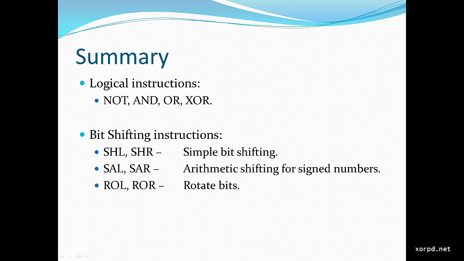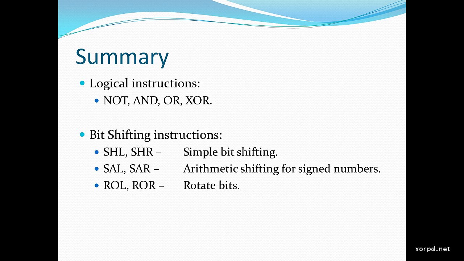Summary. We have learned about the logical instructions NOT, AND, OR, and XOR. Those instructions correspond to the Boolean operators we have already learned about in the Boolean algebra chapter. We have also seen some bit shifting instructions which allow us to somehow mix the bits, because the NOT, AND, OR, and XOR only allow us to work with parallel bits. We have to shift bits around to be able to do more complicated things.